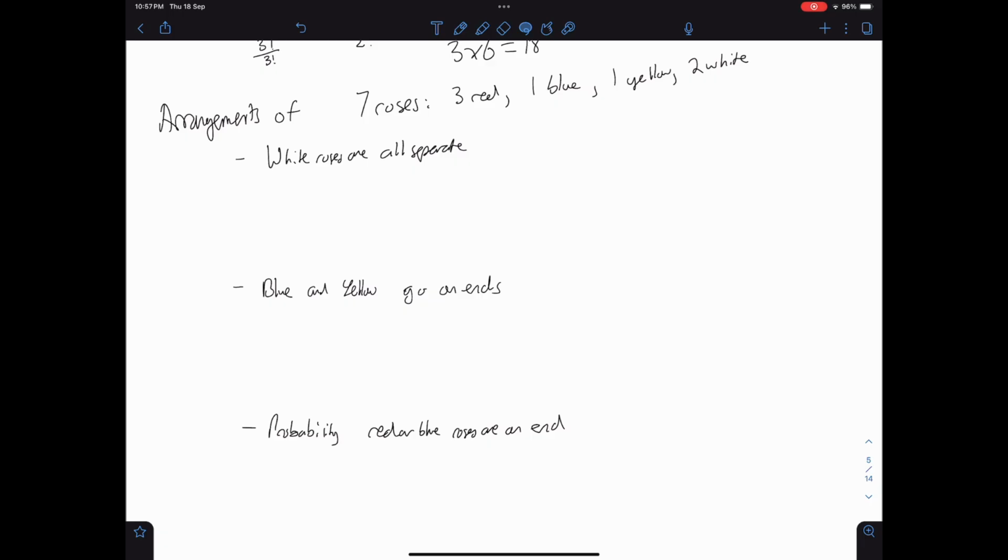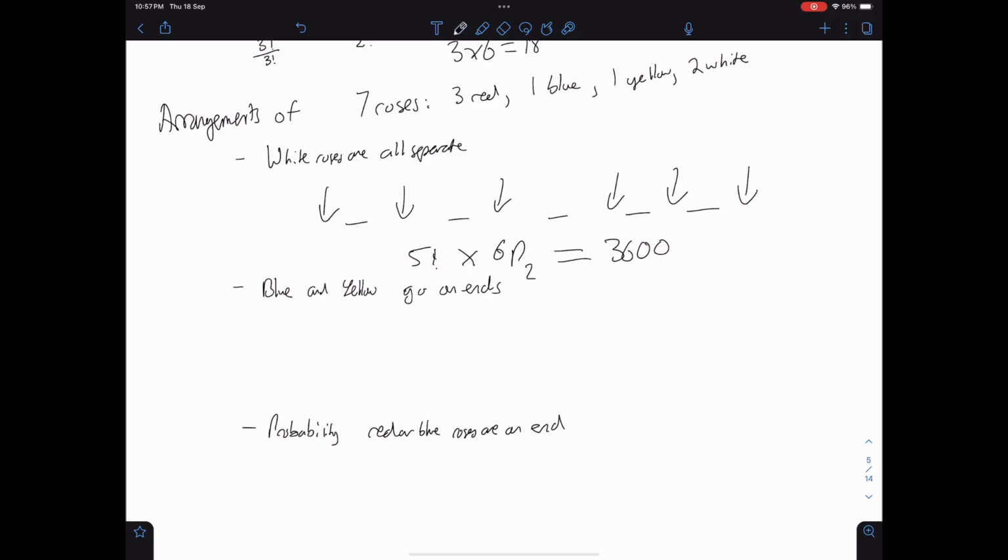White roses are all separate. So as we know, when we want to separate things, we ignore them for the time being, arrange the rest. So we've got 1, 2, 3, 4, 5 remaining. That's 5 factorial. Then we put them in gaps. So we multiply that by 6P2, because we've got 6 slots and we want to choose 2 of them and then arrange the whites in them. So that gives us 3,600.